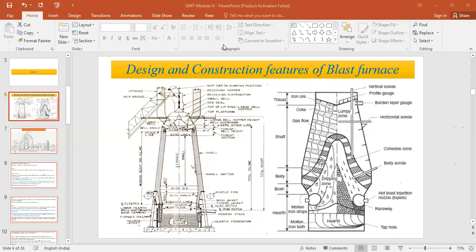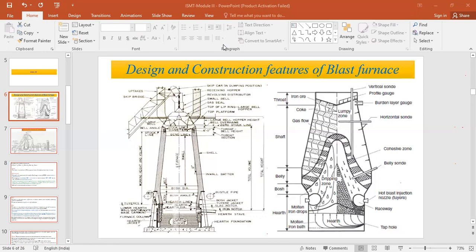Now, once the raw materials are qualified to be charged in the blast furnace, we'll discuss the construction features of the furnace which we are going to use to produce the metal. So this is called a blast furnace.